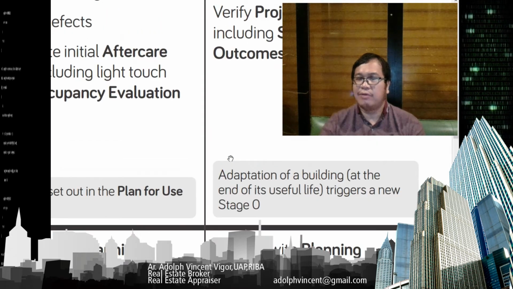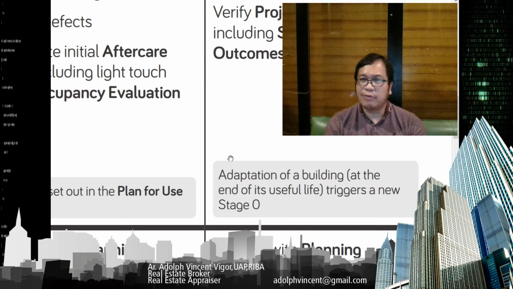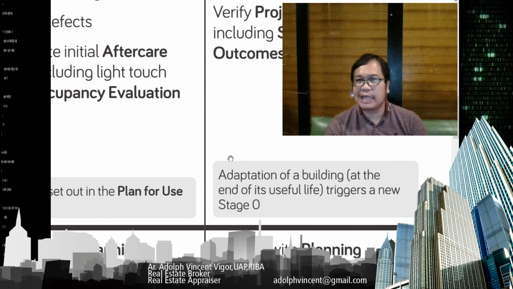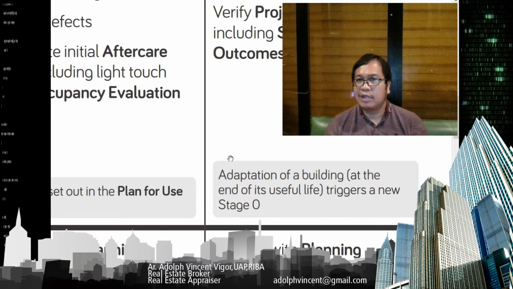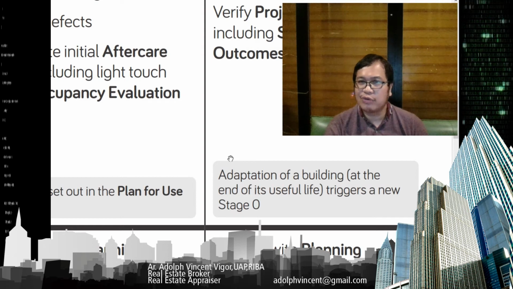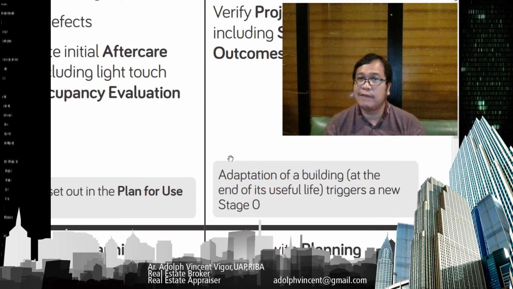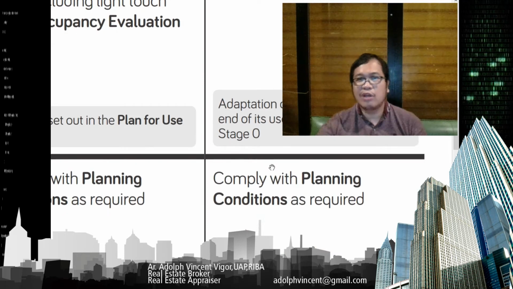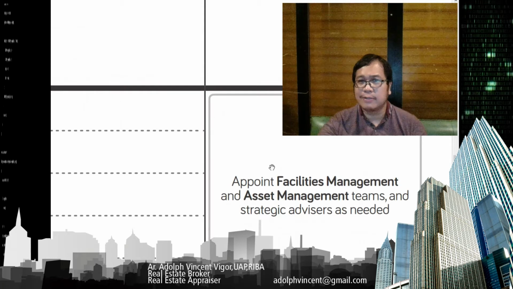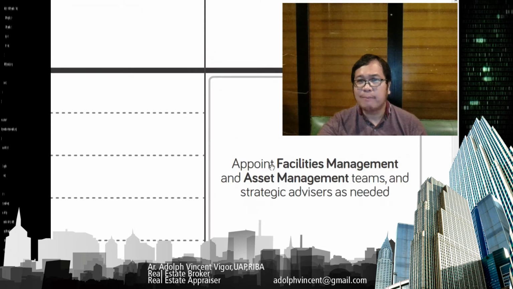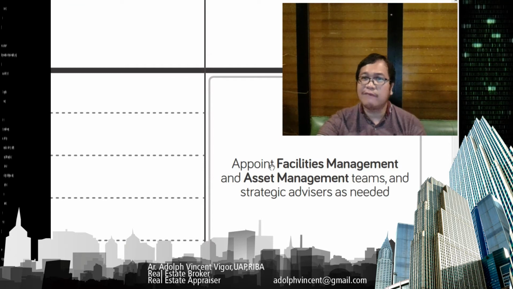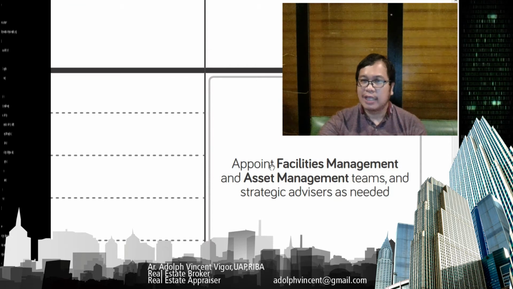So if you're going to adapt a building that is already at the end of its lifespan, then you're going to go back to stage 0 again. So you're going to initiate stage 0 to stage 7 again. And here you're going to comply with planning conditions as required, if there are planning conditions, and appoint facilities management and asset management teams and strategic advisors as needed.